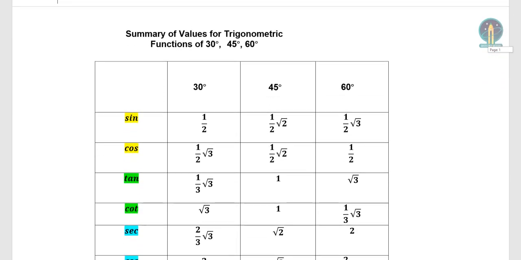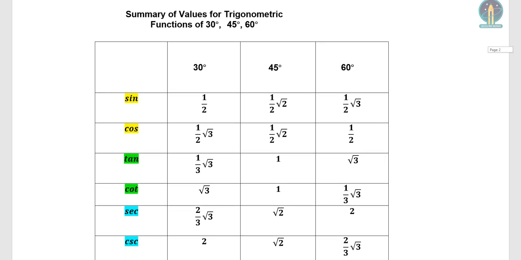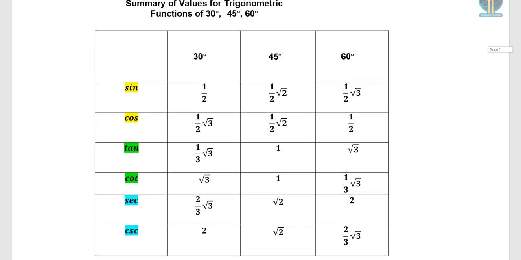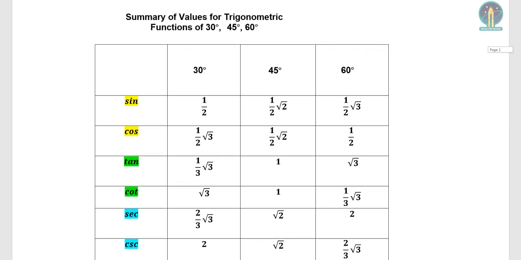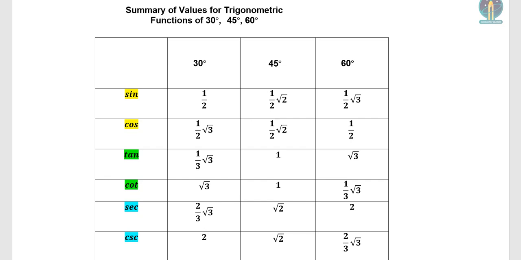Now, this is a summary of the values for trigonometric functions of these special angles: 30 degrees, 45 degrees, and 60 degrees. And again, the interest in studying these specific angles is that the values of their trigonometric functions are fairly simple to remember and to recall and to plug into equations and problems. So that's why they'll show up a lot.